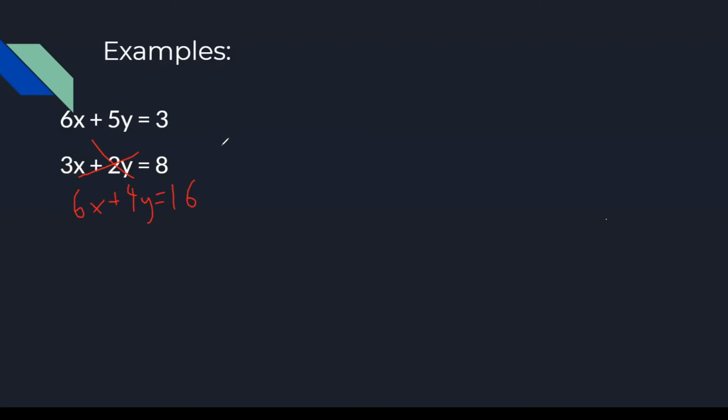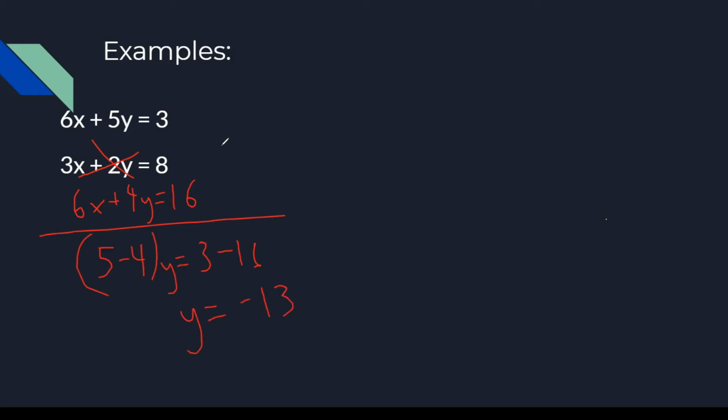Okay, so make sure you're being consistent when you're adding or subtracting equations. Okay, so in this case, we're subtracting the bottom from the top, okay? So it'll be 6 minus 6, 5 minus 4, 3 minus 16. Does that make sense? So make sure you're being consistent. You don't want to subtract the bottom from the top on the left-hand side and then subtract the top from the bottom on the right-hand side. Does that make sense? So then it's negative 13? Yes, 5 minus 4y equals 3 minus 16. y is equal to negative 13.